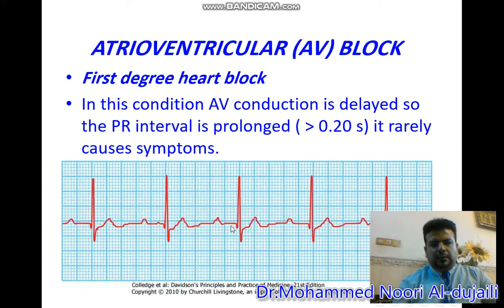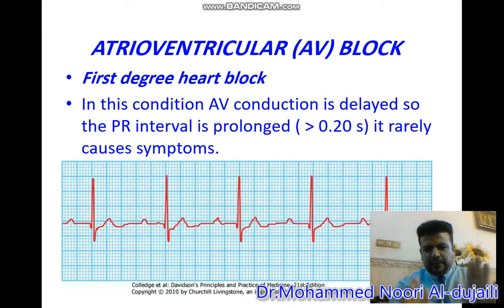This should be less than or equal to 0.2 seconds, or 5 small squares, or one large square. If it is more than one large square, or 5 small squares, or more than 0.2 seconds, it is called first degree heart block, a fixed prolongation of the PR interval. It rarely causes symptoms or needs treatment.